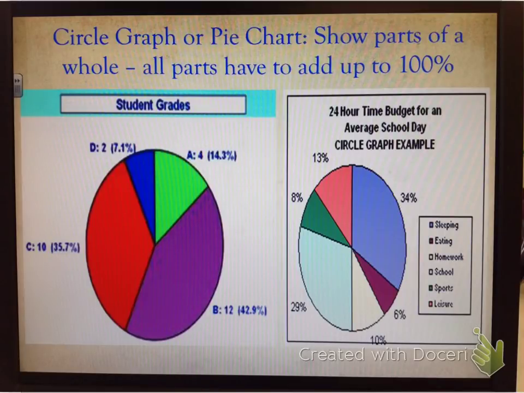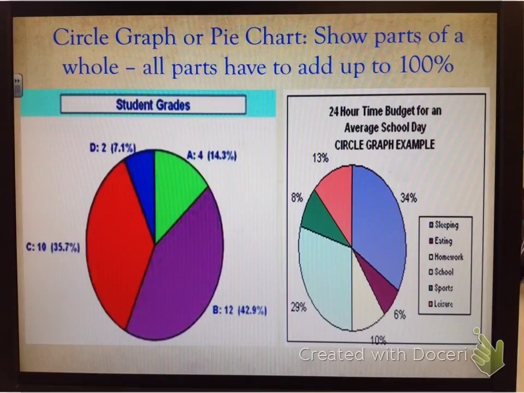The circle graph or pie chart that we talked about shows you part of a whole, and they're done by percentages. So the circle graph on the left shows you student grades. It talks about the percentage of kids that got an A, a B, a C, or a D on some specific assessment. You can see that the majority of kids are in the purple section, and that comes in at 42.9%. So the majority of the kids on that assessment got a B.